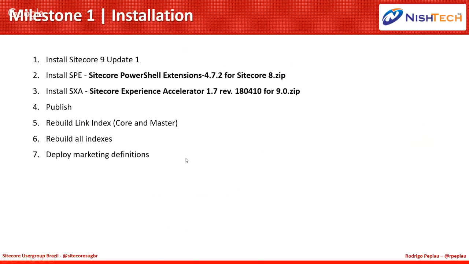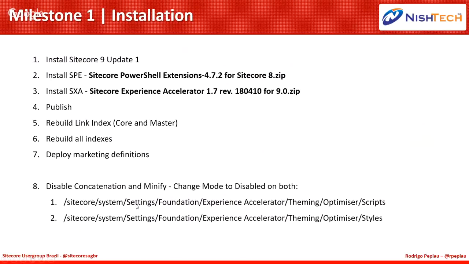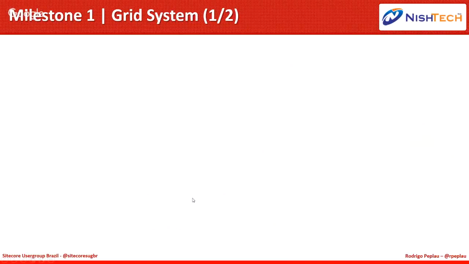Okay, so in the first milestone, we did the ordinary installation of Sitecore 9 Update 1. I know we are in Update 2 now, but at the time of the experiment, we were not. We installed SPE, PowerShell Extensions, and SXA itself; we published, we indexed, we built the index, a normal installation. Some particular things we had to do is to disable concatenation and minification, because we're in development, so it's normal in SXA. You should do that if you are in development, right?